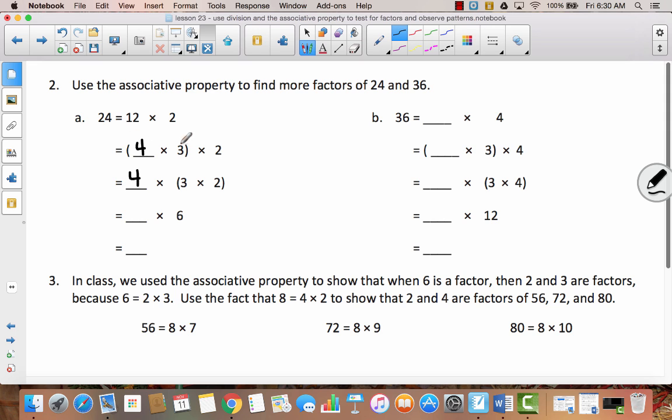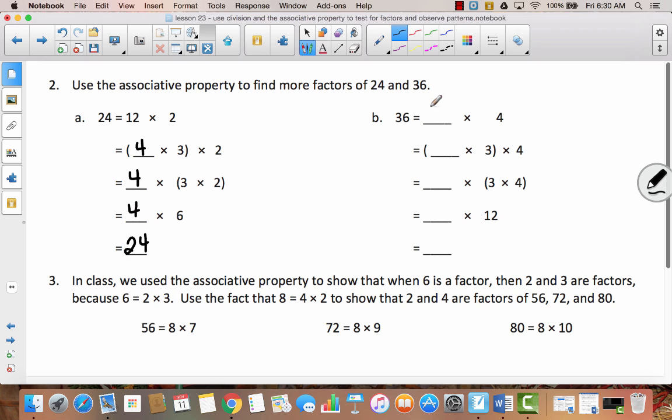It's still 4 times 3 times 2. It's just now they wanted to multiply the 3 times 2 first. So this is still 4. So we've got 4 times 6 instead of 12 times 2, which gives us 24. So what this says is 12 times 2 is a factor of 24, but so is 4 and 6.